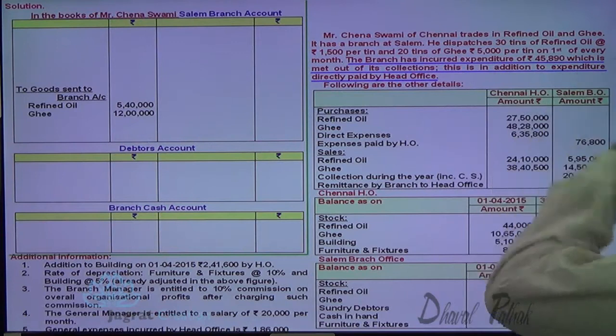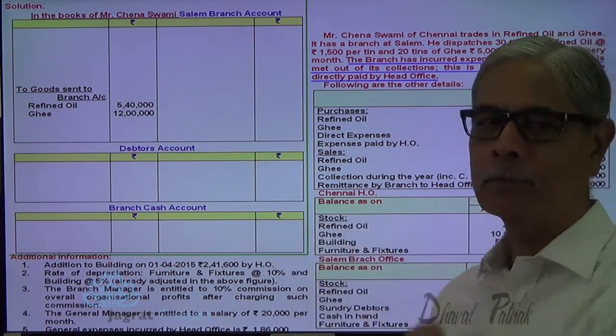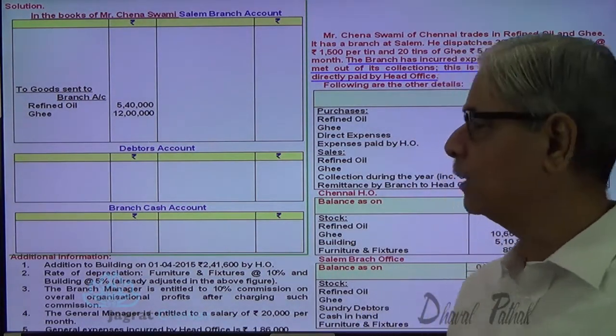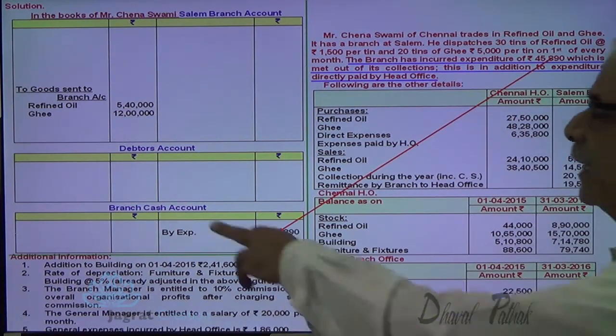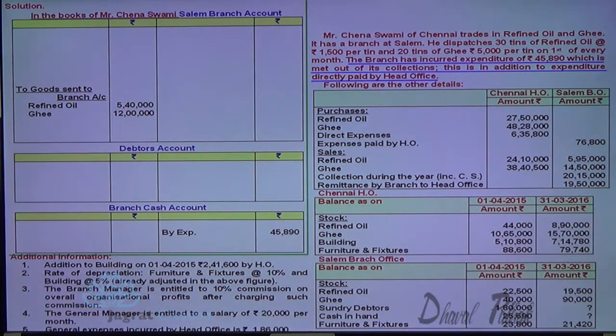Branch has incurred the expenditure of 45,890. So this expense is paid by the branch out of the cash collected from debtors and proceeds of cash sale. So let me write down this payment made to the payment side of working note, expenses paid by branch. So this first paragraph is considered.